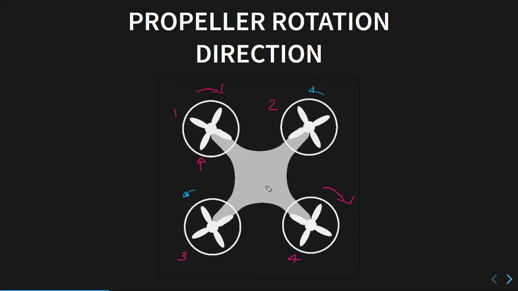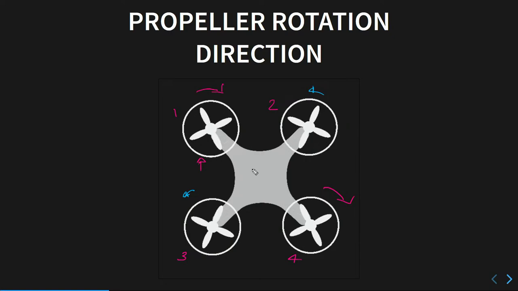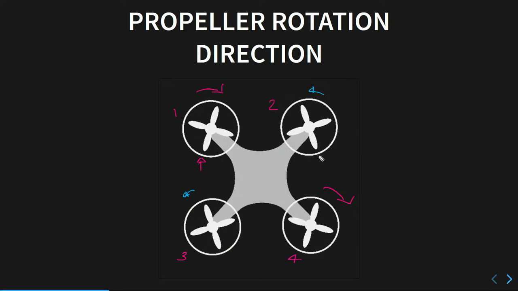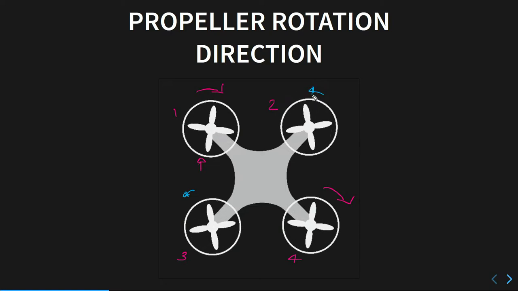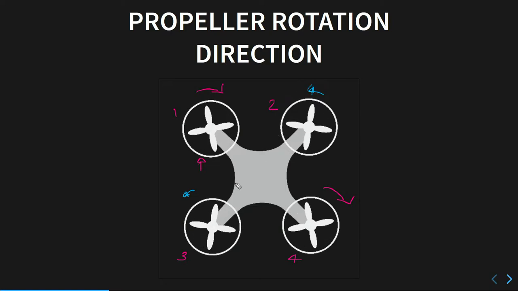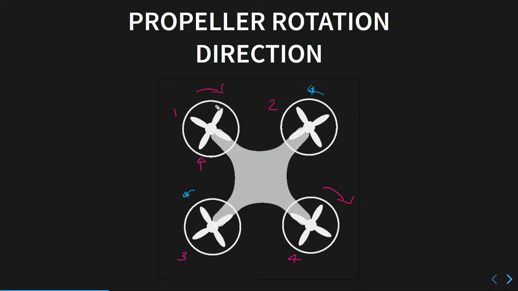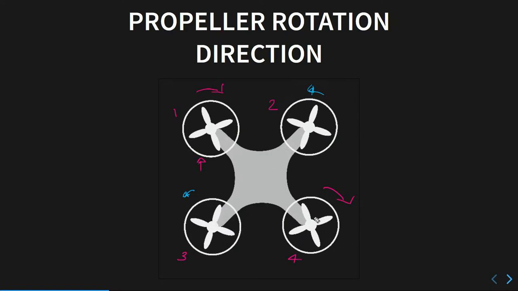If you are setting your motors in such a way that all of them rotate in one direction, you will find that there is an imbalance of force. So by having these motors rotate in different, opposite directions, you are basically balancing the torque around the z-axis.